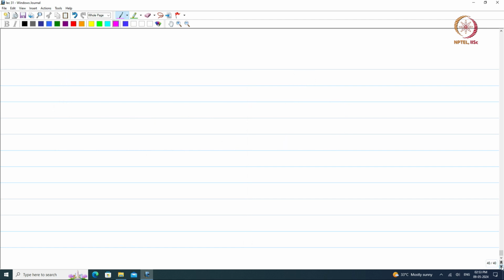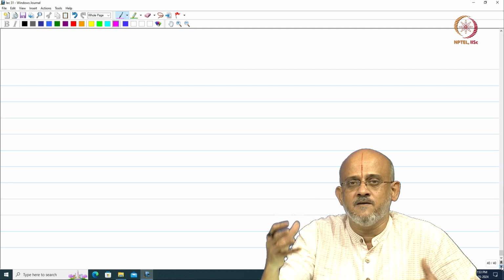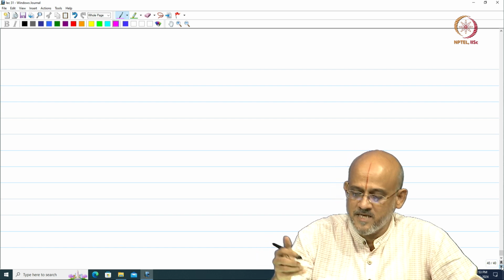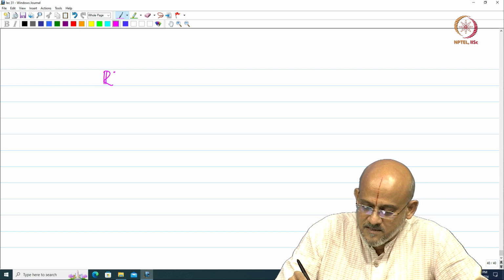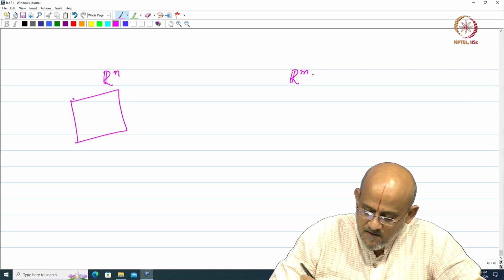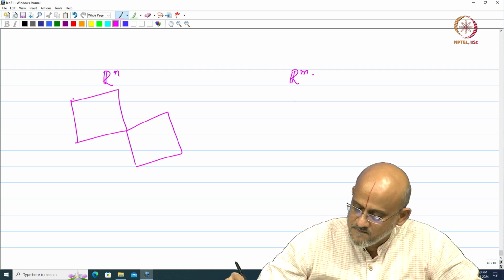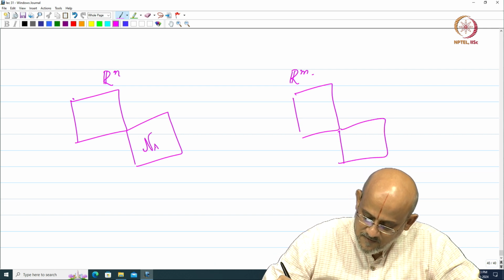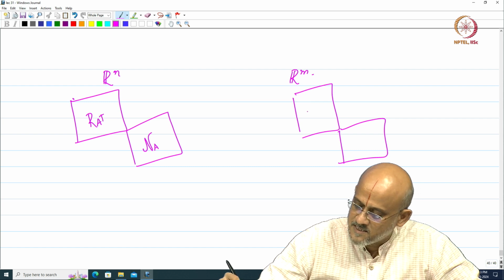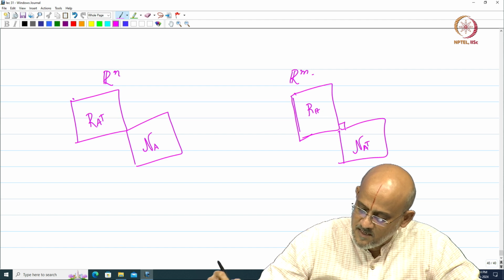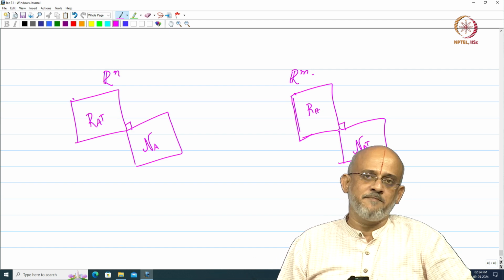In fact, if you look at the cover page of Professor Gilbert Strang's book on linear algebra, Introduction to Linear Algebra, you will see that he has done something like this. He would have taken this Rn and Rm and drawn something like this, where he very clearly marked that this is the null space of A, this is the range of A transpose, this is the range of A, and this is the null space of A transpose, clearly showing that these are orthogonal subspaces.